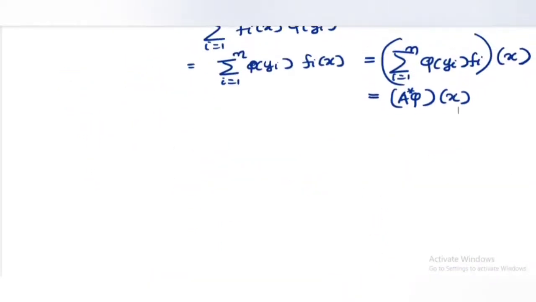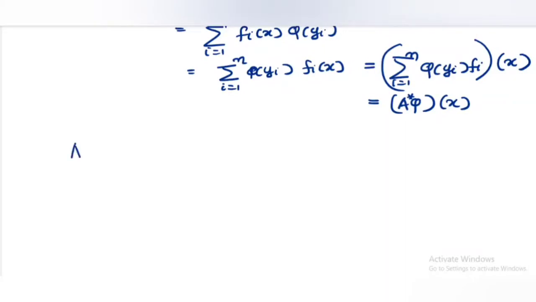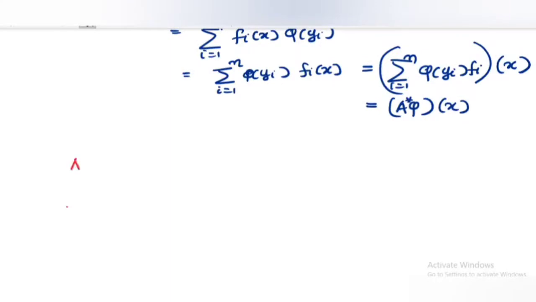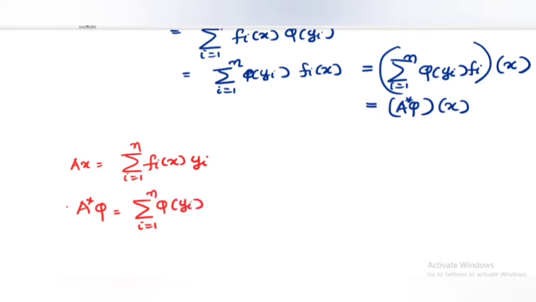Therefore, A star phi we can write as sigma i equal to 1 to n phi of yi fi. Okay. Thus we have Ax is equal to sigma i equal to 1 to n fi of x into yi, and A star phi is equal to sigma i equal to 1 to n phi of yi into fi.